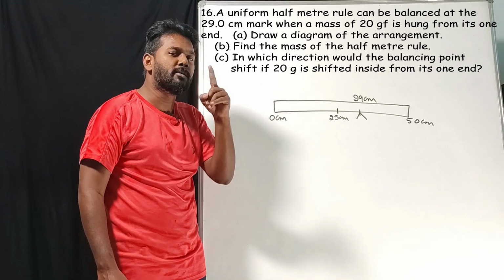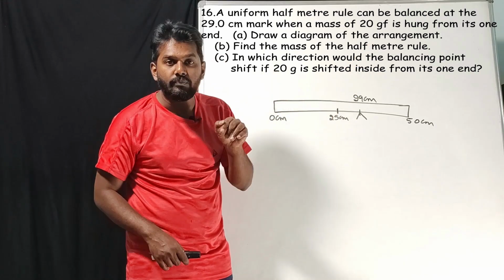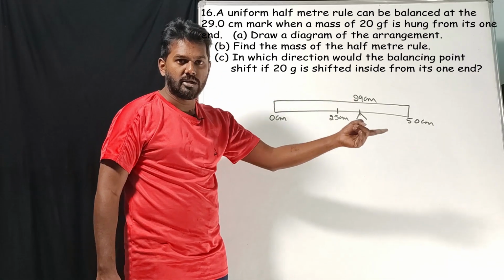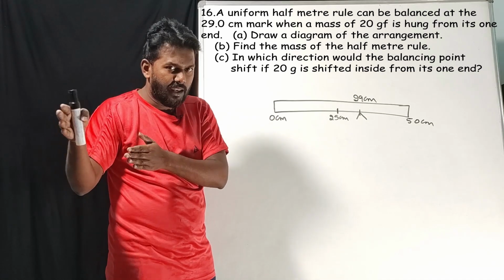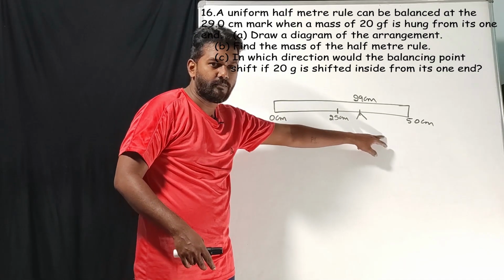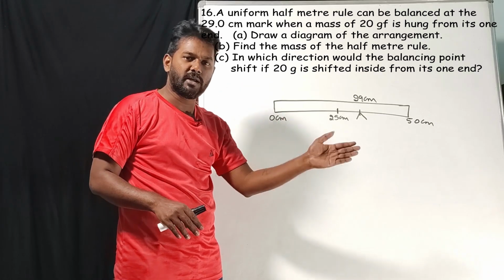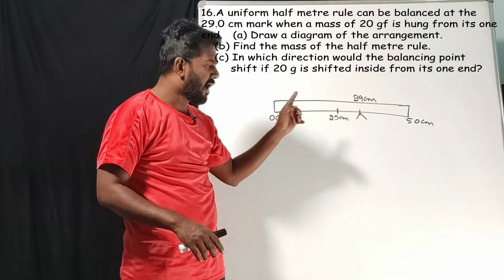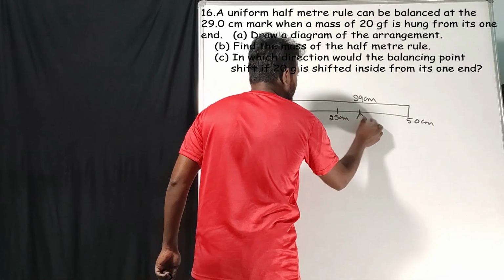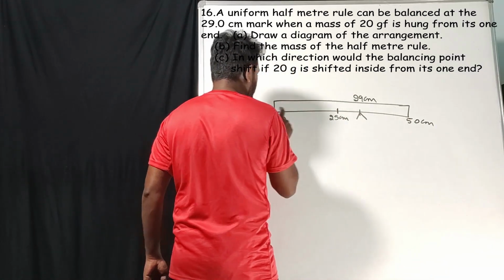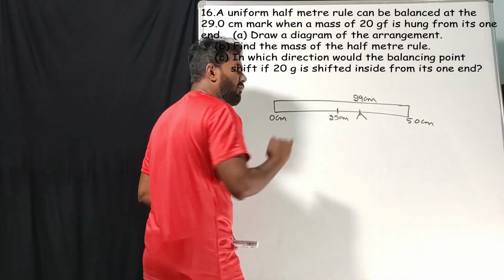See, we have solved one problem related to this kind of question. Correct? Which is the shortest side? This side or that side? When you have a half meter rule or a 1 meter scale, which is the short side? There you have to place the load, in both half meter and full meter. We have to place the load on the shortest side. From 29 to 50, it is 21 centimeter. From 0 to here, it is 29. So this is the shortest side, so we have to place it there.